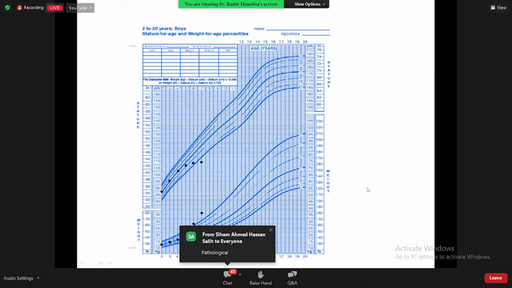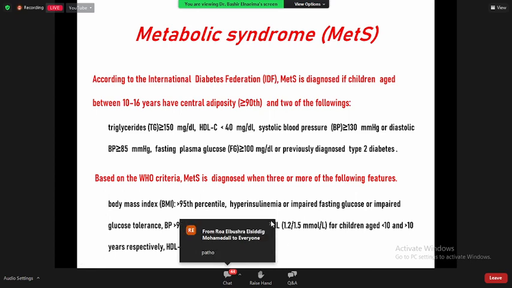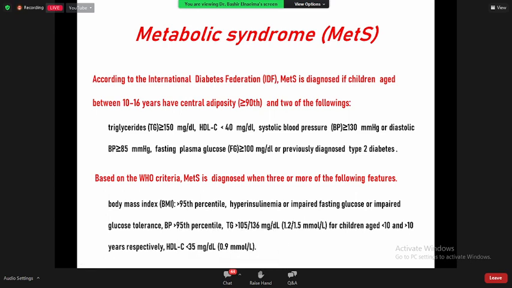Okay, metabolic syndrome. According to the International Diabetes Federation, metabolic syndrome is diagnosed in children aged between 10 and 16 years if they have central adiposity and two of the following: triglyceride level and other specific levels. For sure, you are not going to memorize this. It is available everywhere; you can go to Google and search for it. And again, there are the WHO criteria, and there are other classifications, but these are just two of the classifications.